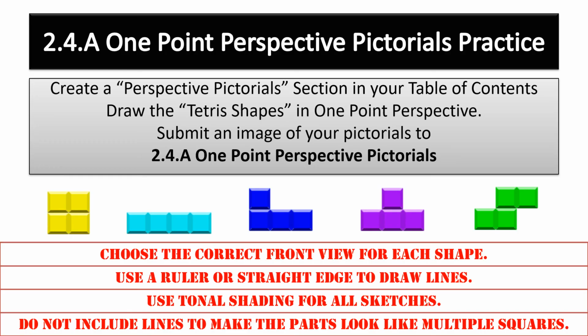Wow. All right, so you could probably predict what the assignment was going to be. You got to do all 5 Tetris shapes, follow the same rules. I want the right front view. I want you to use a ruler. That's especially important for this one because you're going to be drawing construction lines back to the vanishing point with a ruler. You need to use a ruler to do that. When you're done, do tonal shading, and don't include those lines that we talked about in the past. Make it look like one continuous shape.